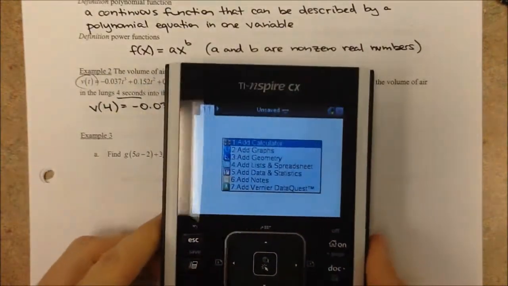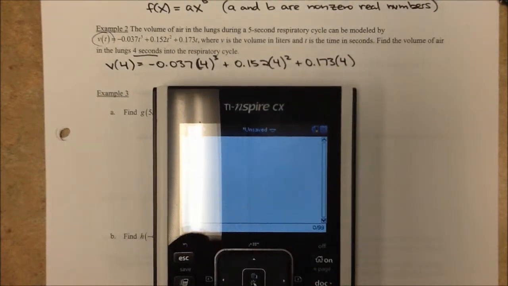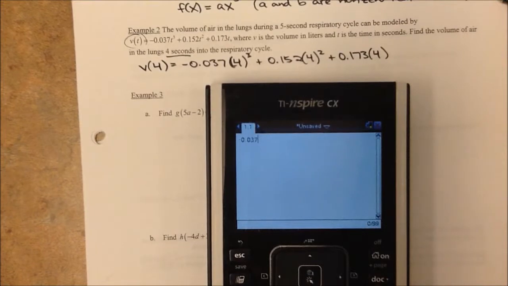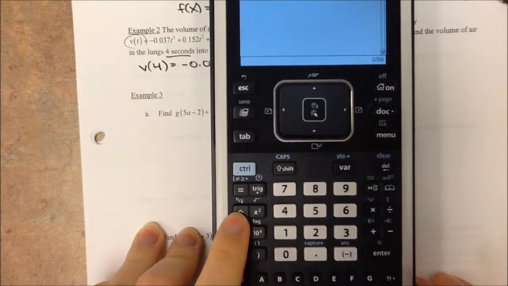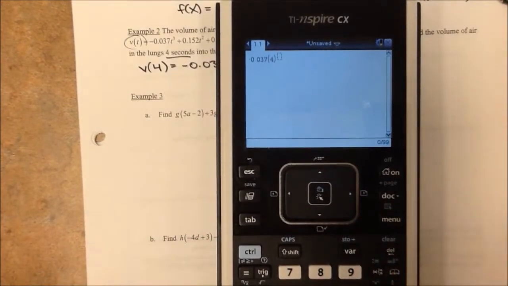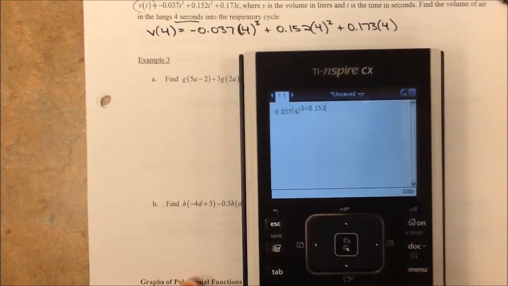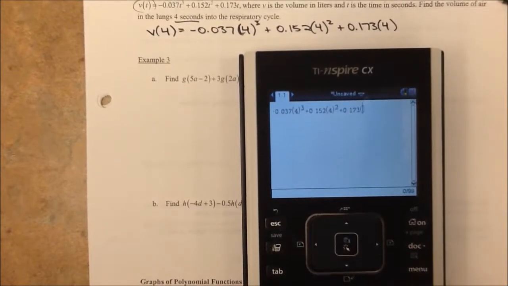New calculator page. I'm going to get this on the screen too. We're just going to plug in this strand exactly the way it is. So negative 0.037, I can put the 4 in parentheses. The way you do the third power is, see where the x squared is? Next to it there's this little caret key, like the up arrow. You hit that button, and it opens up an exponent box, and you can put any exponent in there you want. We want the third power. Make sure you hit the tab key and get out of the exponent. Then plus 0.152 times 4 squared, plus 0.173 times 4.